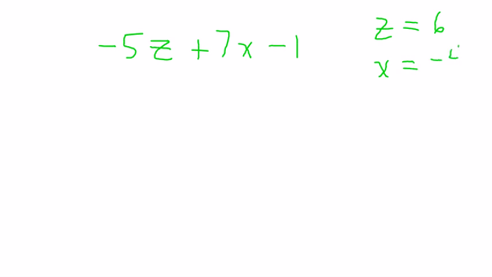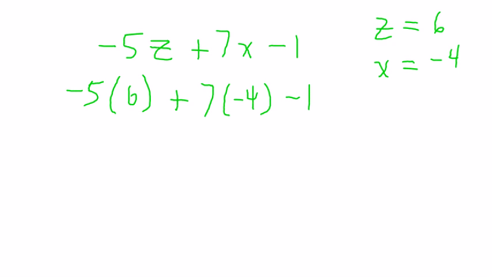Let's try another one. Let's consider the expression -5z plus 7x minus 1, where z equals 6 and x equals -4. So in my expression, I'm going to replace z with 6 and x with -4. I will then follow my order of operations to evaluate.